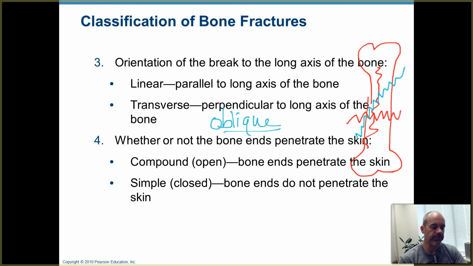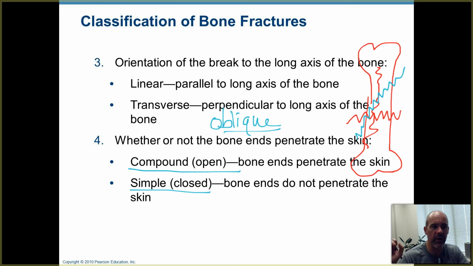And finally, this is important as well. Is the bone penetrating the skin? If it is, if the skin is open, that's called a compound fracture. If it's not, if the skin is still closed, it's a simple fracture. And hopefully you can recall from chapter 2 when we studied the integumentary system what the major additional issue would be with a compound fracture versus a simple fracture. And no, it's not really going to be fluid loss so much.